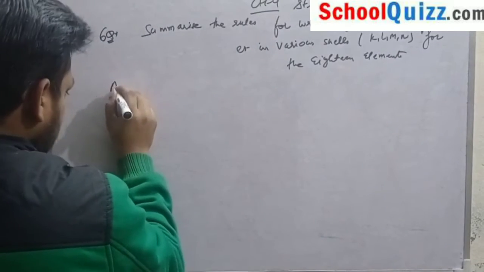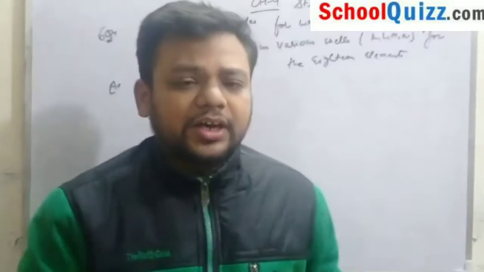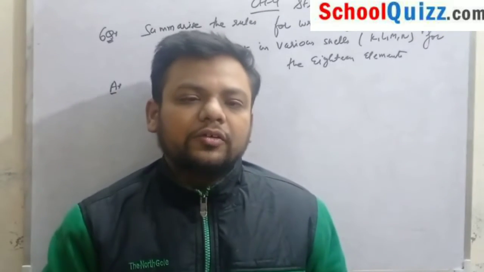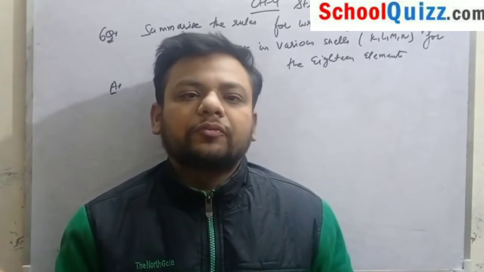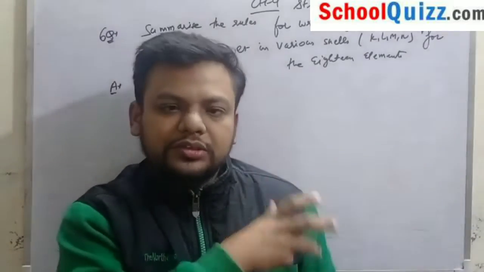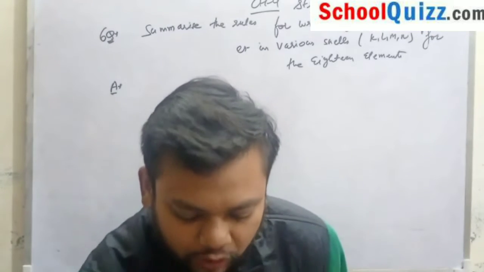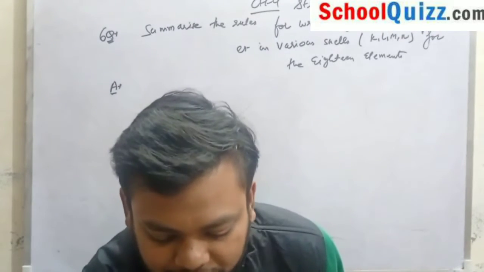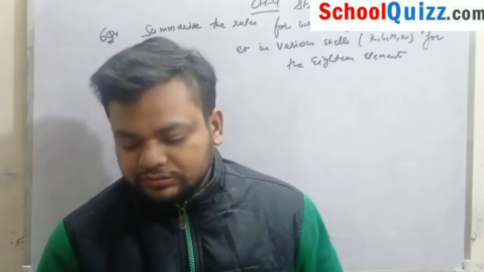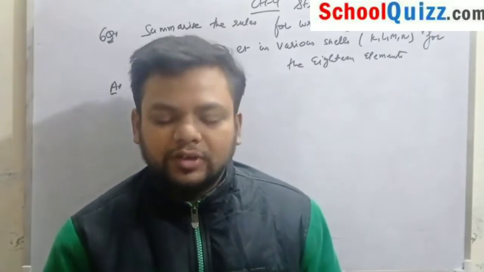These are the three major rules for how electrons are distributed in different shells. So you have to write all the three rules, which we have already discussed in our video on how electrons are distributed. We will discuss them here once again.